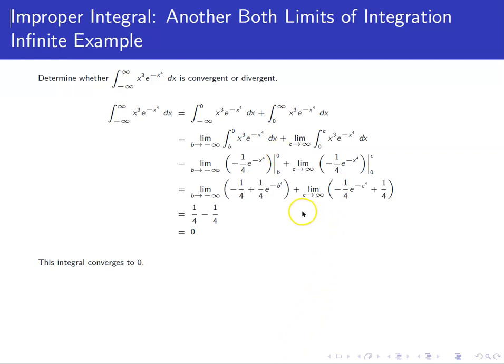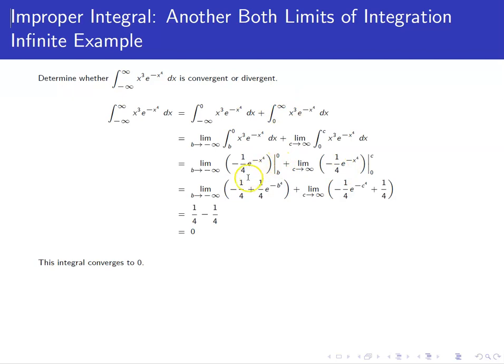Now we're able to evaluate this antiderivative of x cubed e to the minus x to the fourth using u substitution. If you let u equal negative x to the fourth, then your du would be negative 4x cubed dx. So we'll need to adjust with a negative 1/4, and we're basically integrating e to the u, so we'll get an e to the u in its antiderivative. So the antiderivative we're going to use here is negative 1/4 e to the minus x to the fourth in both integrals. The first one will get evaluated from b to 0. The second one will get evaluated from 0 to c.